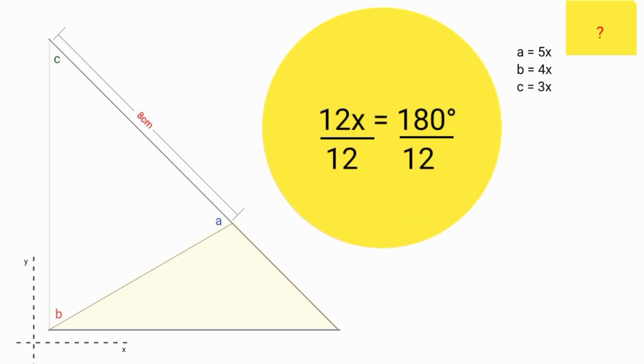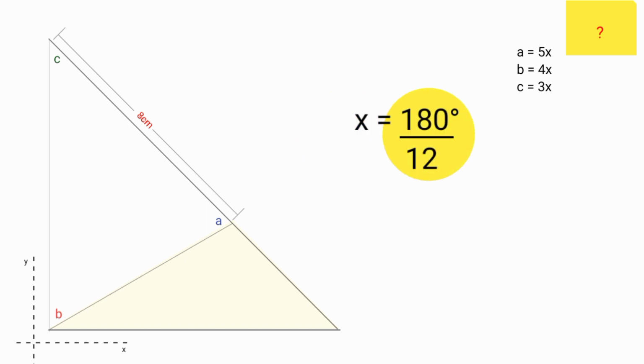Dividing both sides by 12, 12x over 12 equals 180 degrees over 12. Here, 12 cancels 12, and 180 degrees divided by 12 is 15 degrees. So x is now equal to 15 degrees.